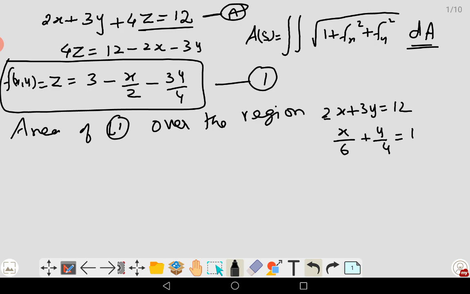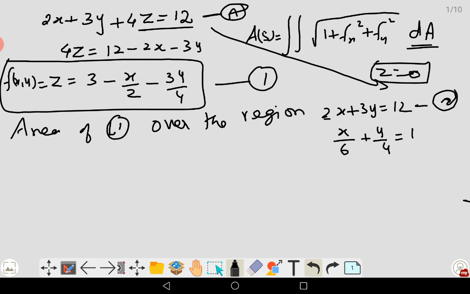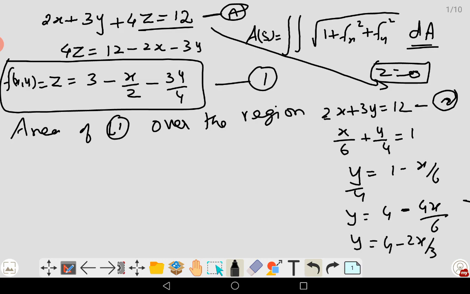Therefore, I can write this equation further. So you get this equation number 2 from A by taking z is 0. You are projecting on the ground, so taking height is 0, isn't it? So from this one we will get, okay, what is y? From this one, y by 4 is equal to 1 minus x over 6. So y is equal to 4 minus 4x over 6. y is equal to 4 minus 2x over 3.